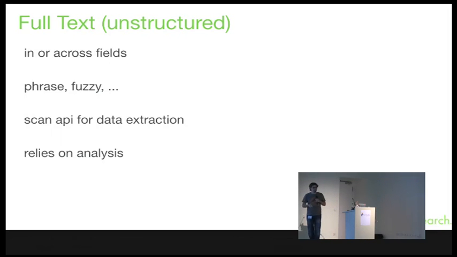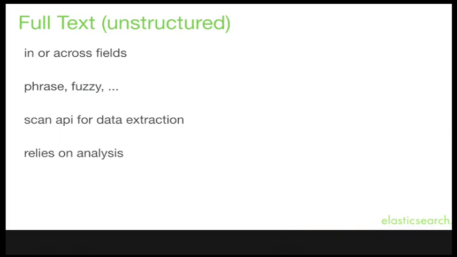take text in individual fields or across all fields and do a proper full text searching. So we can do everything from stemming and all this complicated stuff. So if you have basically anything that you would expect from a full text search engine, we can do phrase searches, we can do fuzzy searches. We have a scan API if you want to actually access all the data that were a result of a query. That's sort of the first use case.